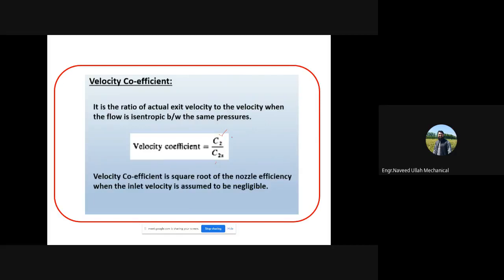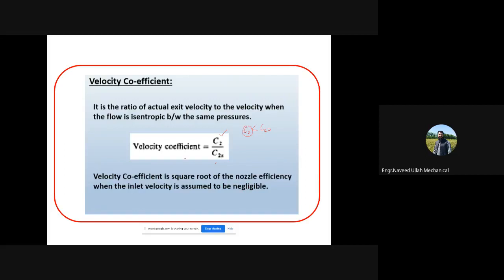So, as I told you, there will be a difference. Okay, ye jo aapke paas actual C2 hai na, this C2, right? The actual will be a bit less than this C2S, okay? Because the losses are there. So velocity coefficient is the square root of the nozzle efficiency when the inlet velocity is assumed to be negligible.